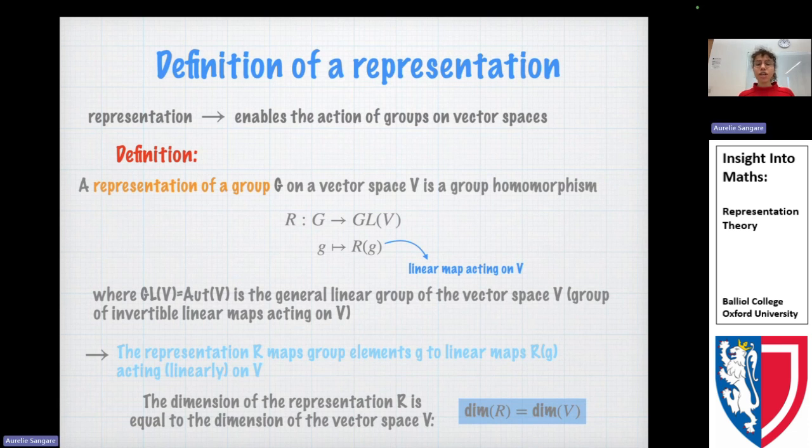It is a function that takes elements in your group and maps them to linear maps, which we call representation maps R of g, which act, as the name indicates, linearly on V.